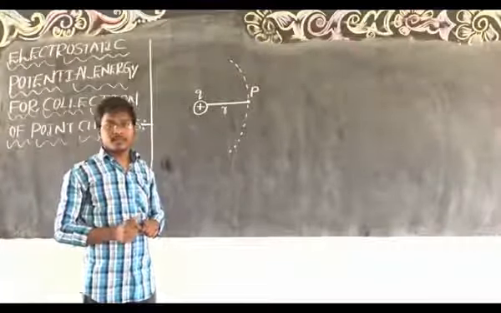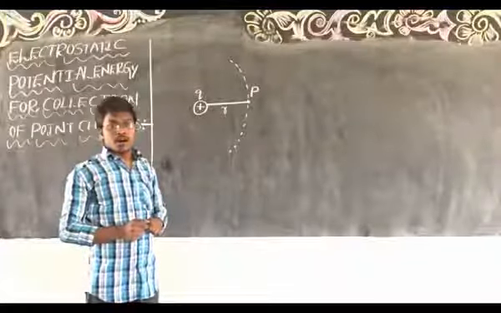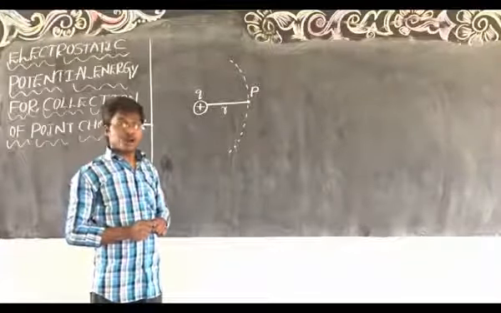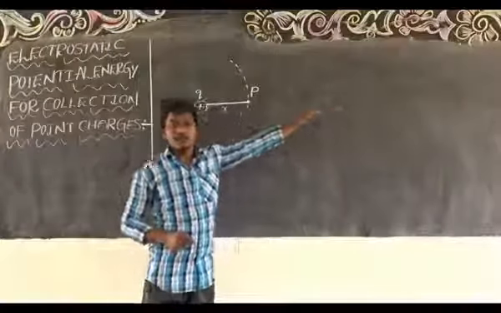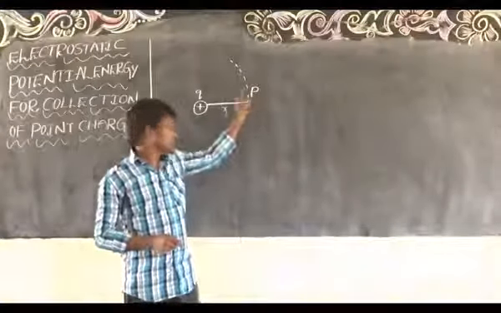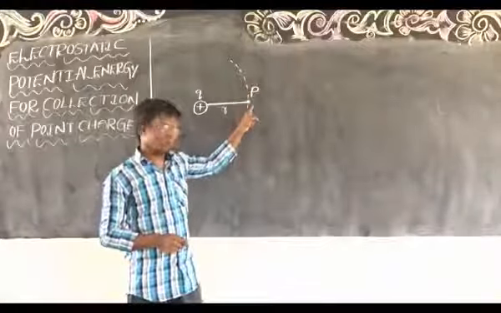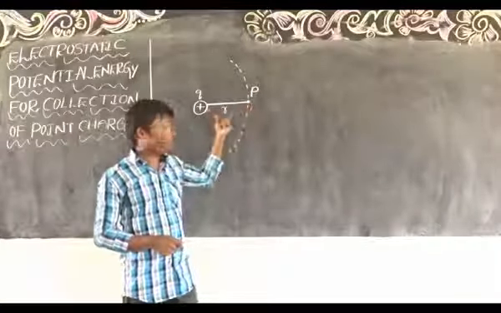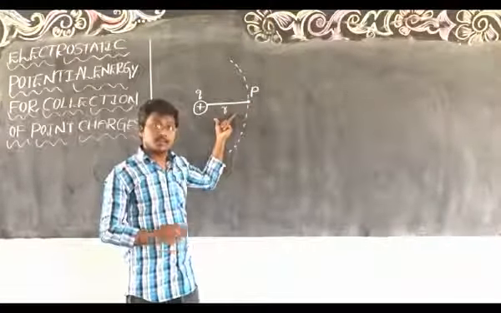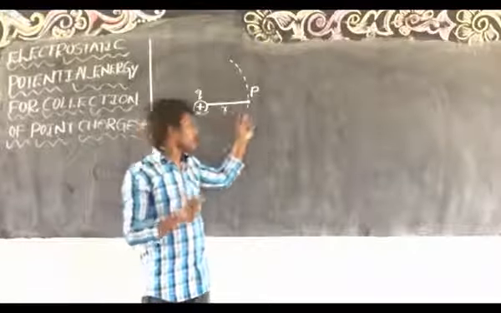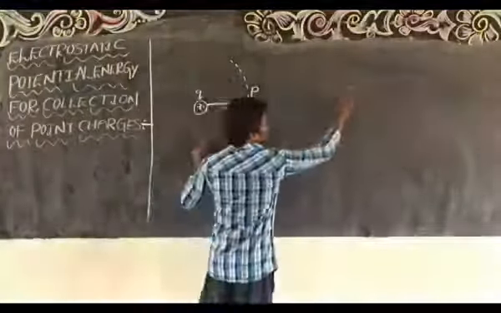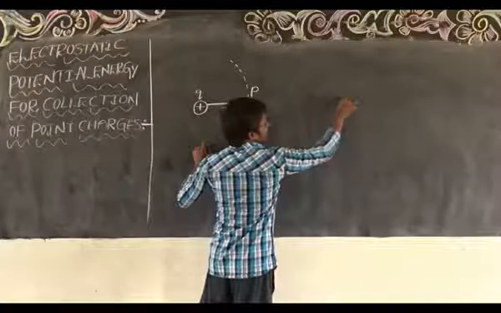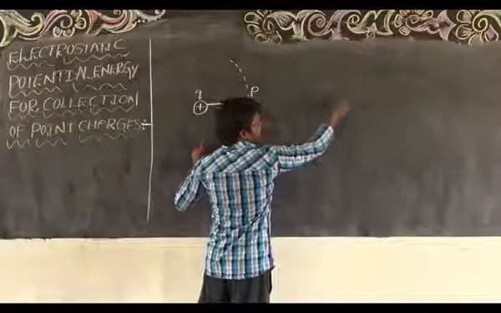And let R be a point placed at some infinite distance. P is a point placed in the electric field region. The distance between P and the charge is r, and one more point, the point R, is placed at some infinite distance.